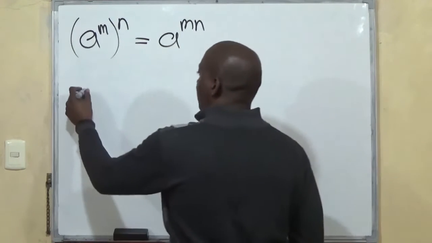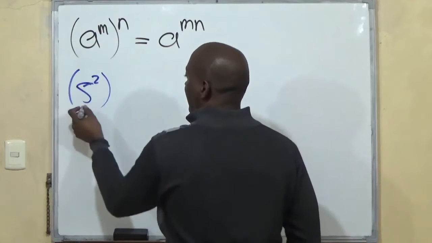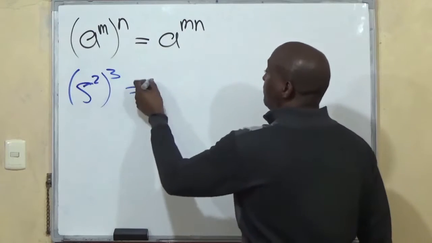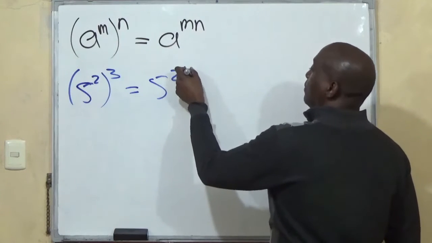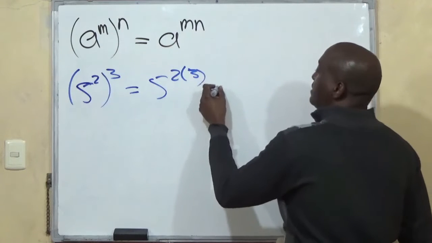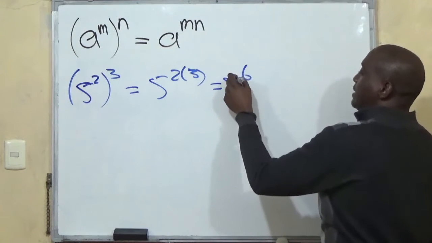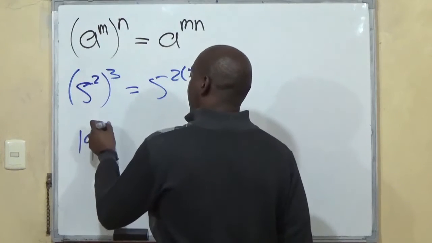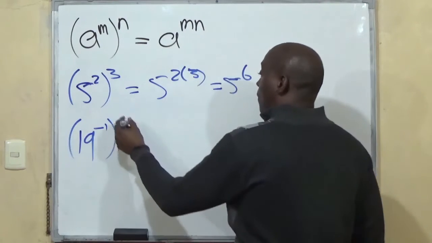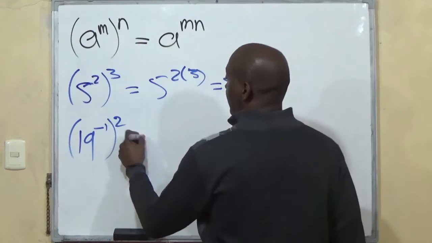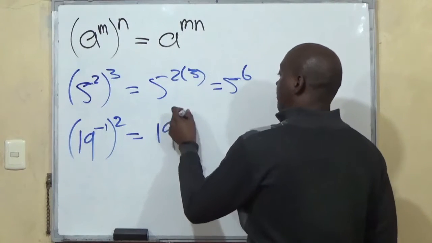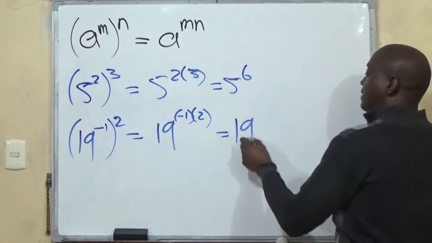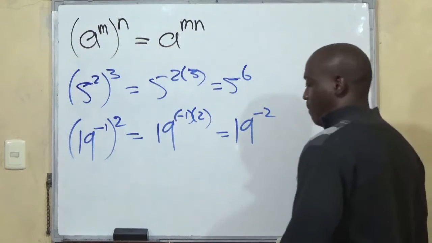If I have 5 squared and everything in the bracket is raised to the power of 3, then that would be 5 to the power of 2 by 3, which is 5 to the power of 6. If I have 19 to the power of minus 1, all to the power of 2, that is 19 to the power of minus 1 by 2, which is 19 to the power of minus 2.